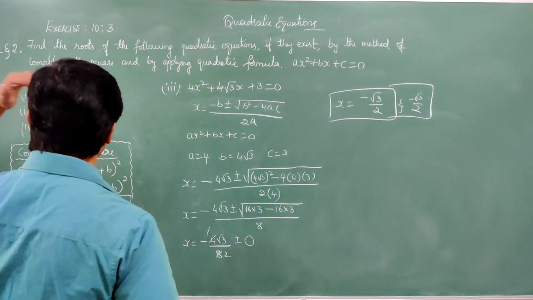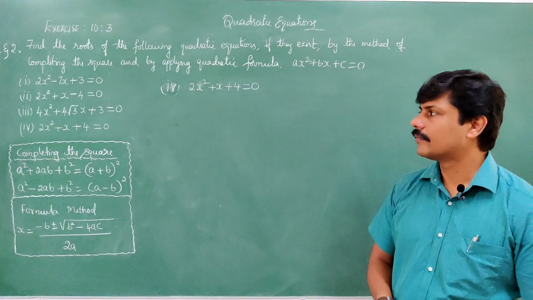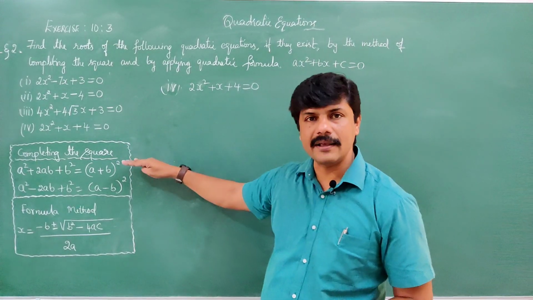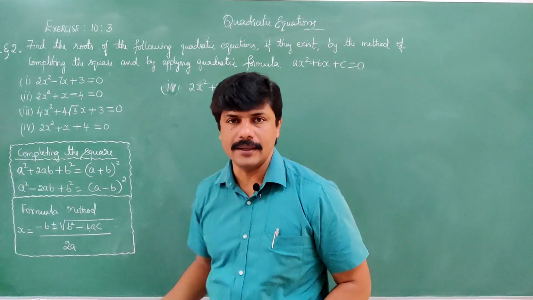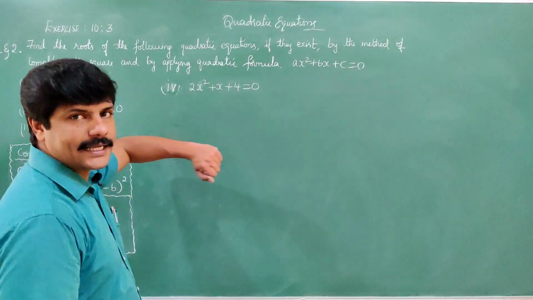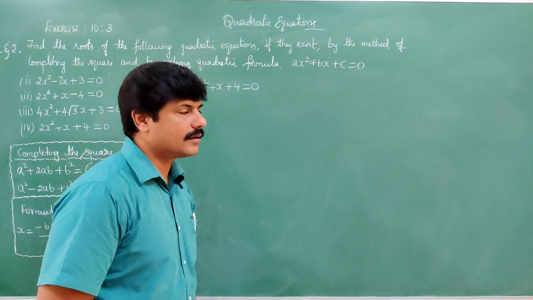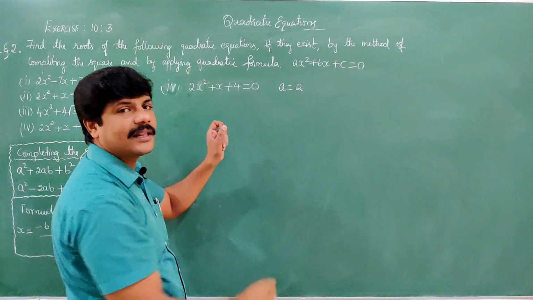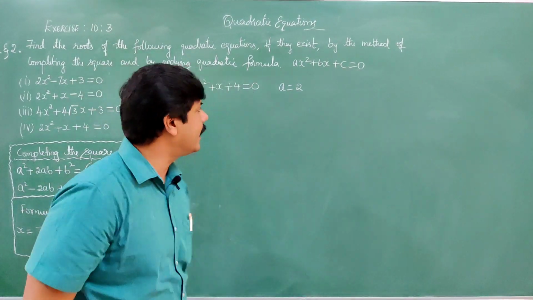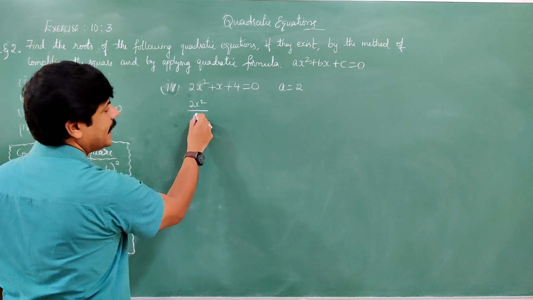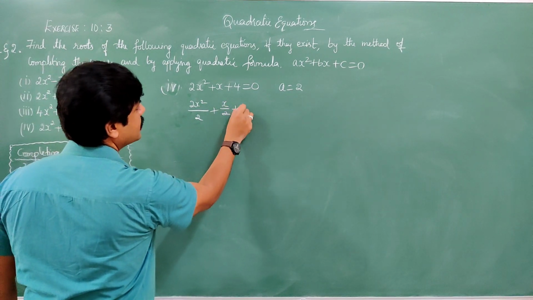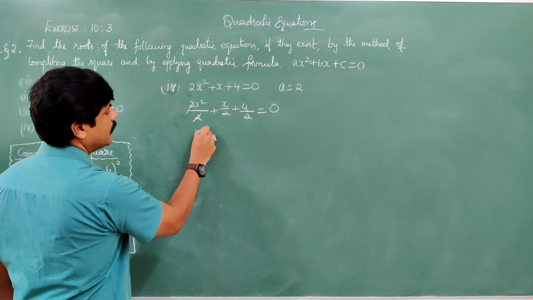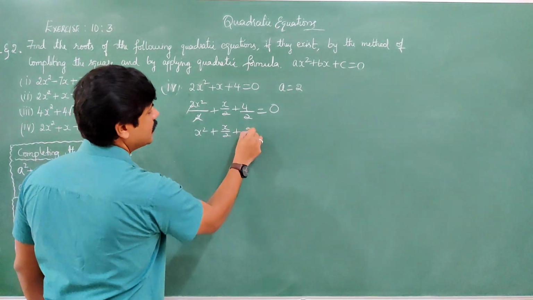Now we'll jump into the fourth question, the fourth quadratic equation. We'll find the roots of the fourth quadratic equation by the method of completing the square as well as by the quadratic formula method. First is completing the square. Find the value of a. a is equal to 2. After finding a, divide throughout by a: x square plus x by 2 plus 4 by 2 equals 0, so x square plus x by 2 plus 2 equals 0.